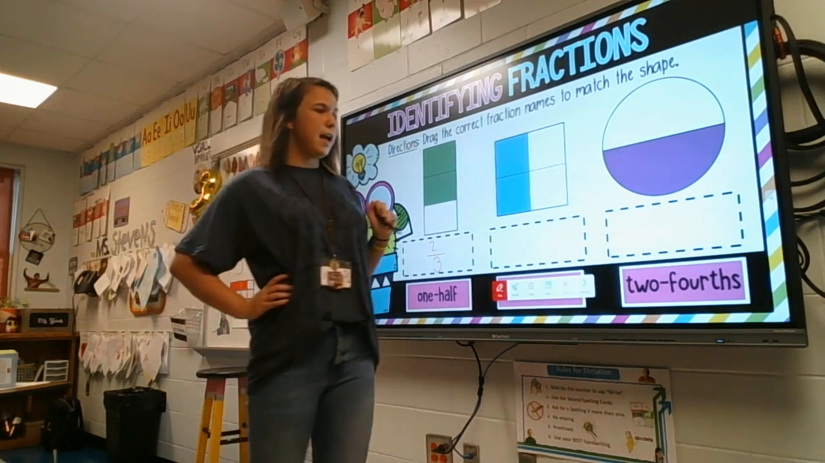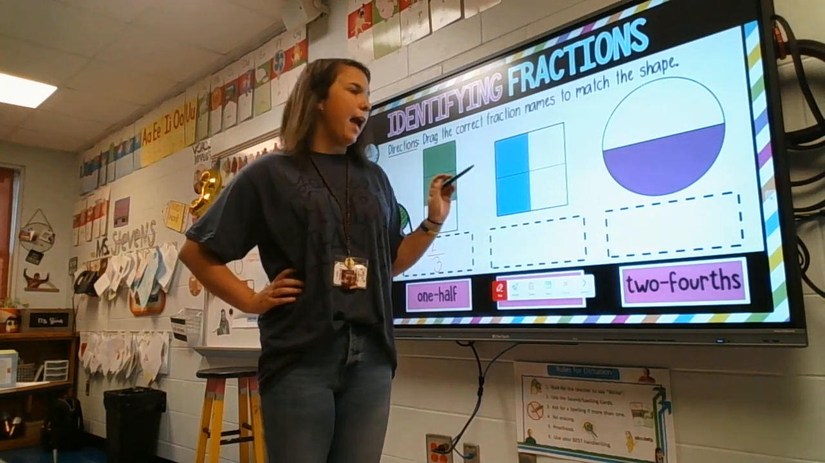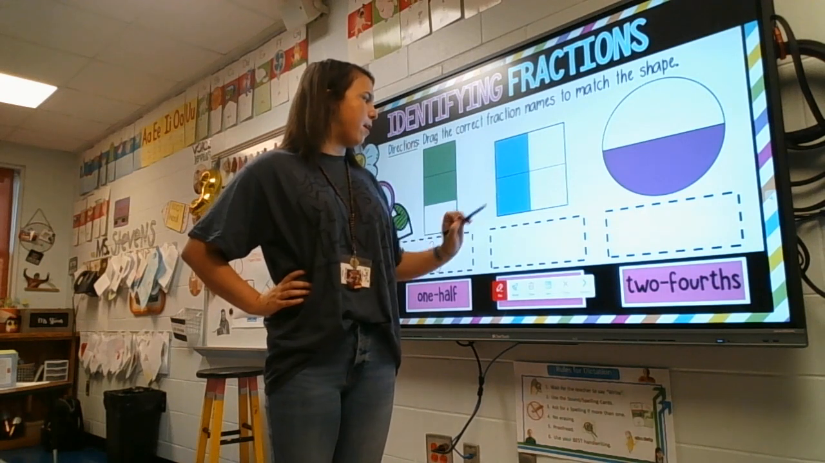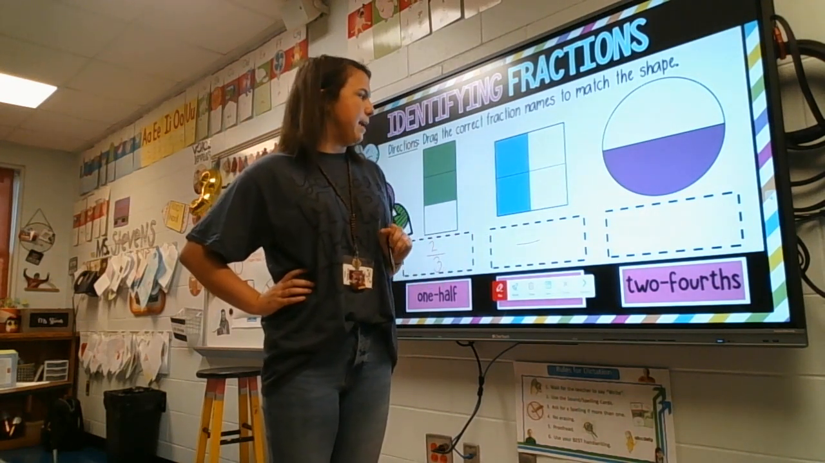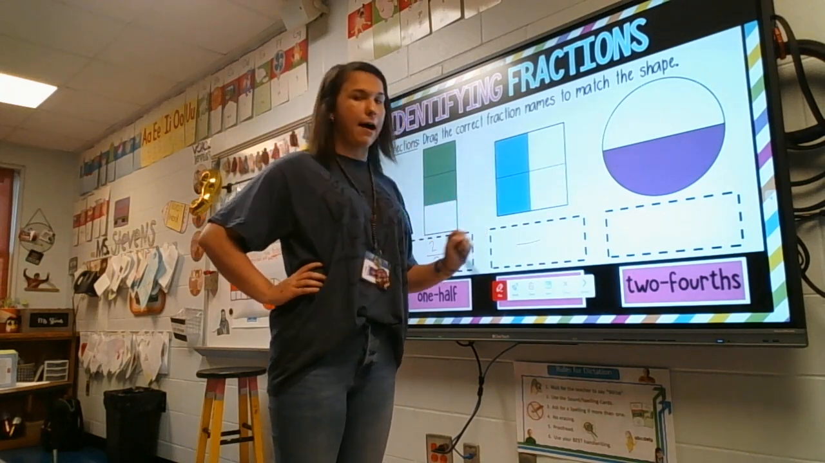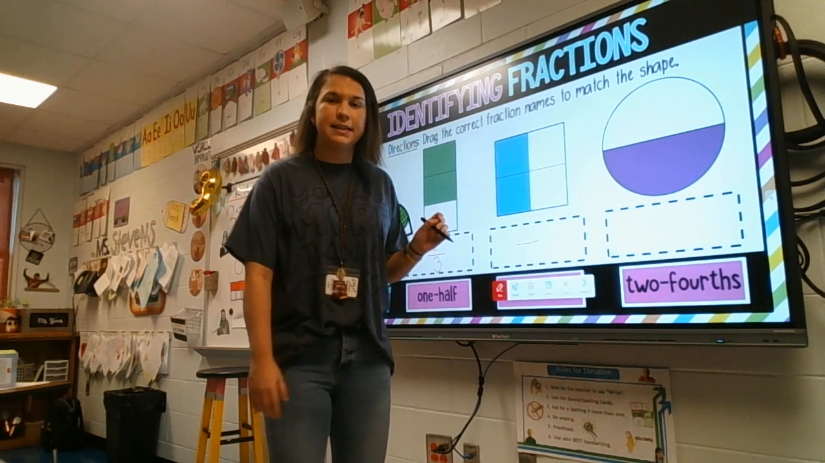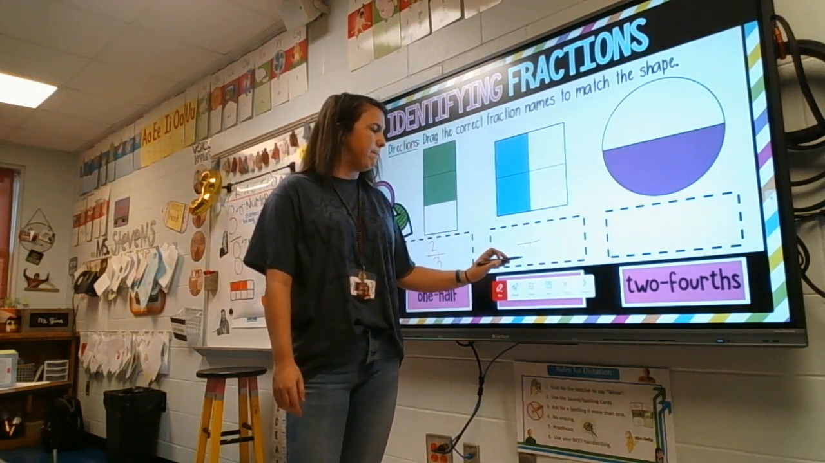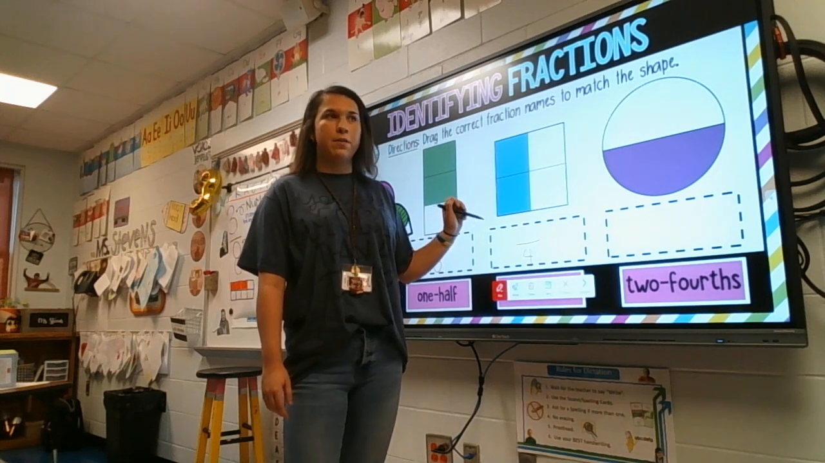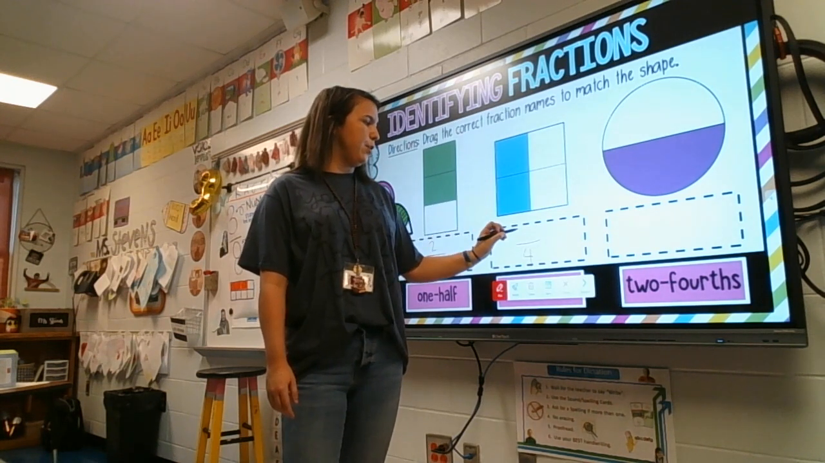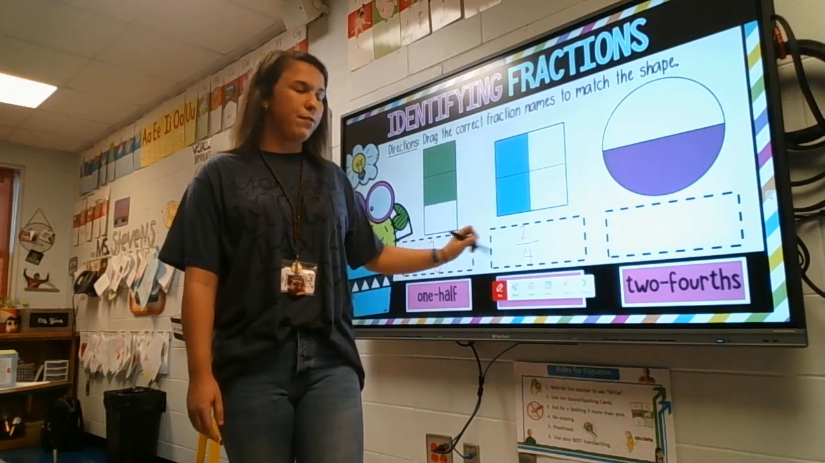All right, let's go to the next one. How many total parts do I have? I have 4 total parts. So I'm going to draw my fraction bar, and am I going to put that 4 on top or bottom? Is it my numerator or my denominator? It's my denominator, so it's going to go on the bottom. 2 parts are shaded in, so the 2 is going to be my numerator. And I read that as 2/4.